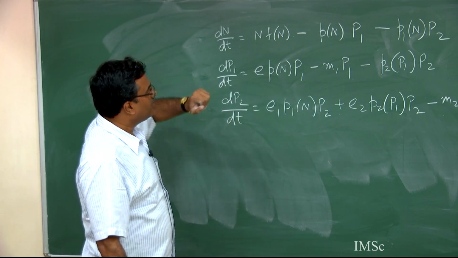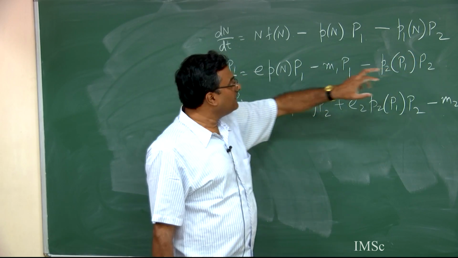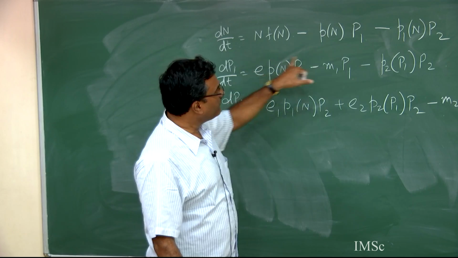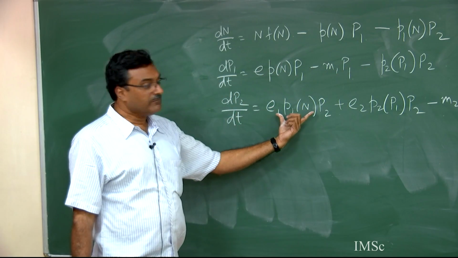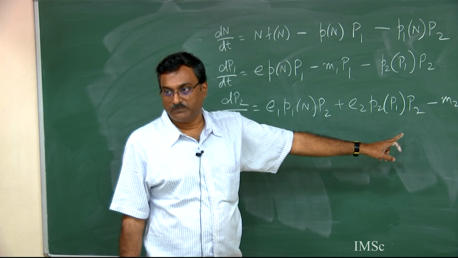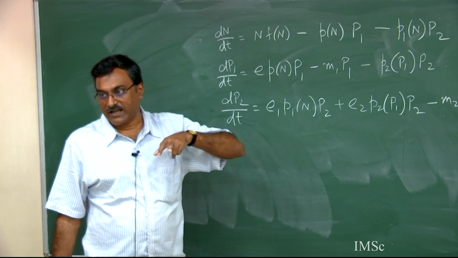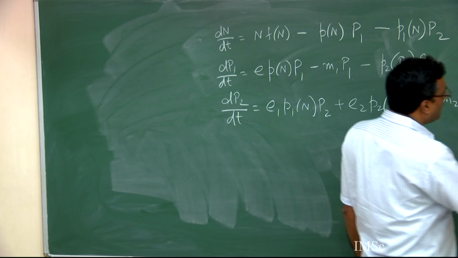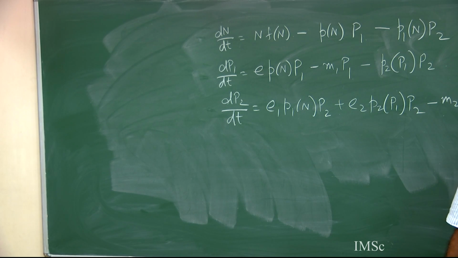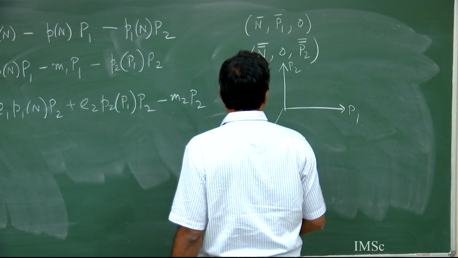Again, if you ignore P1 here, then this term will be absent, this equation will not come into the picture, and this term can be set to 0. Again you have another Gause type prey-predator model. And depending upon this kind of structure, you can think about it in the n, P1 and P2 space. So suppose this is your n axis, this is your P1 axis, and this is your P2 axis.